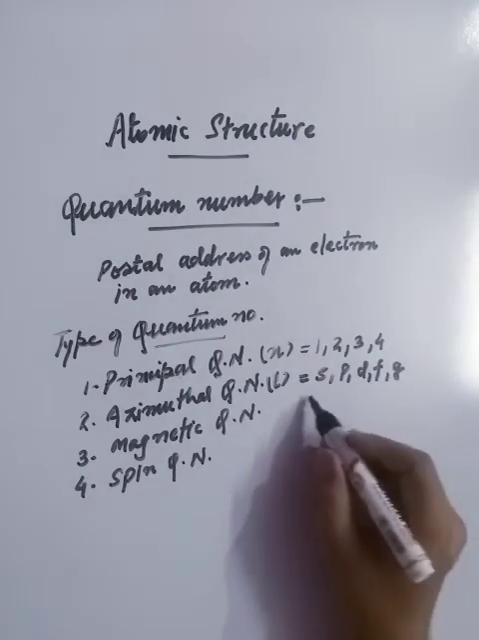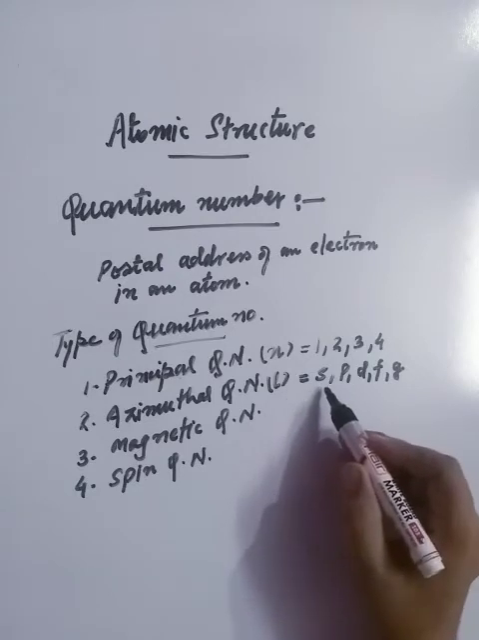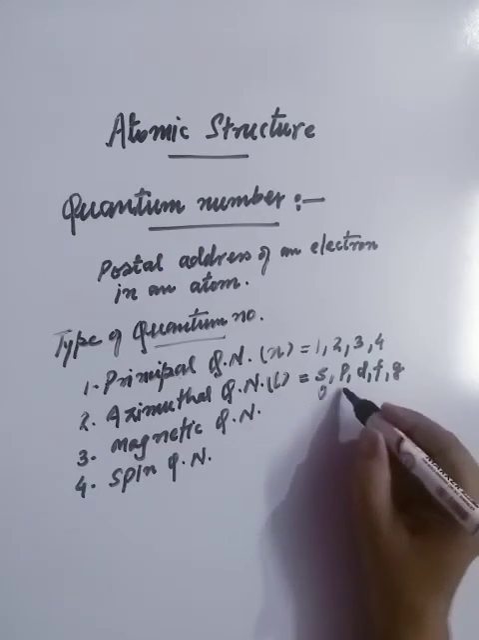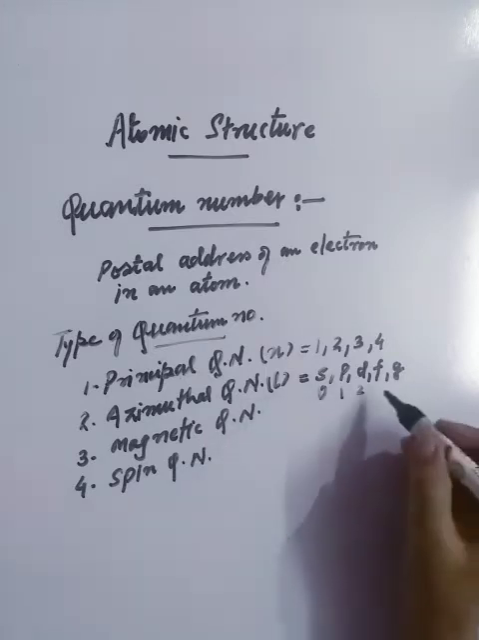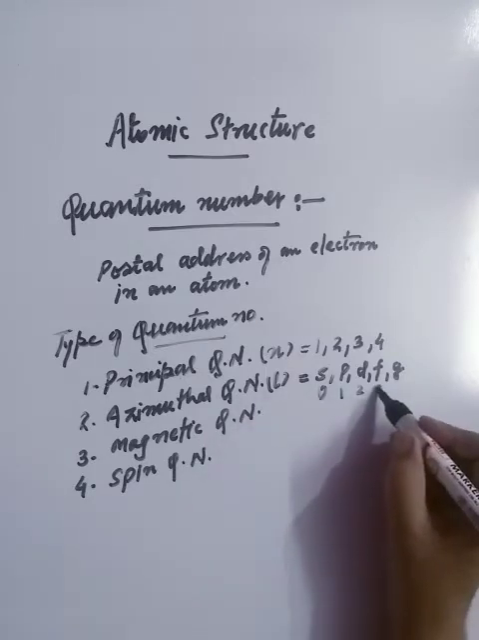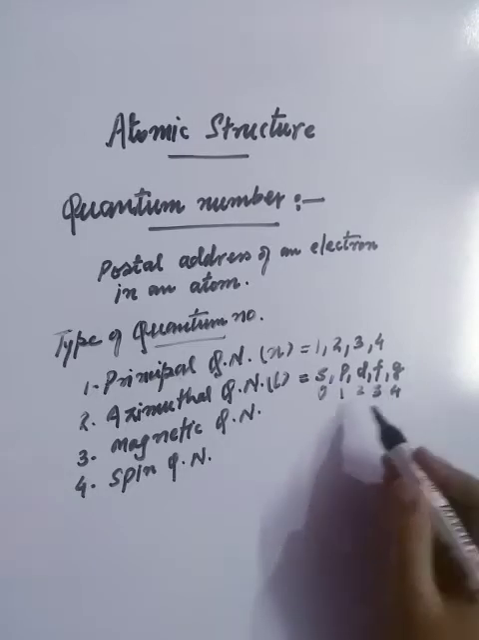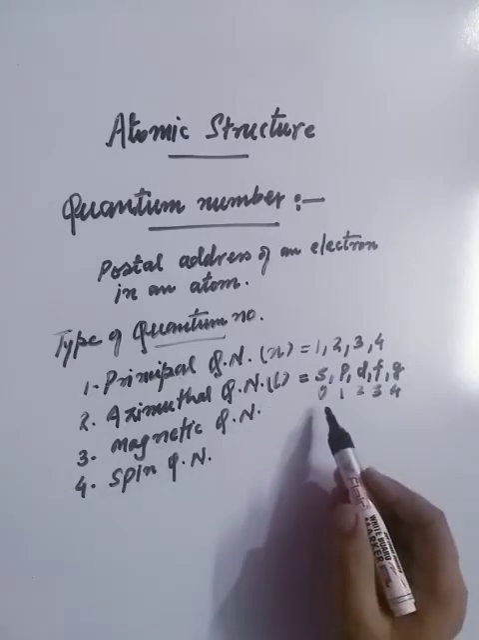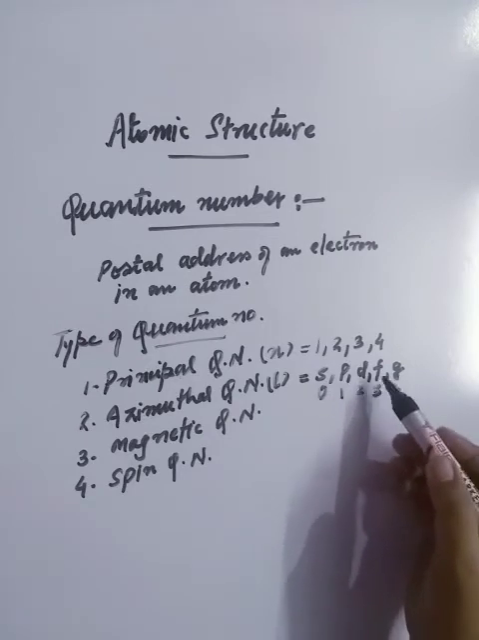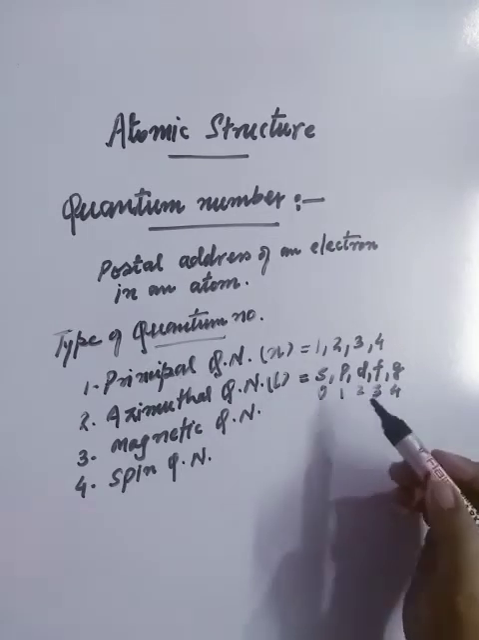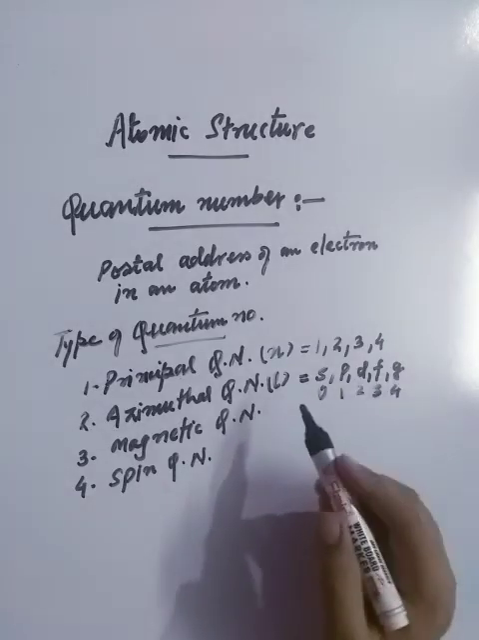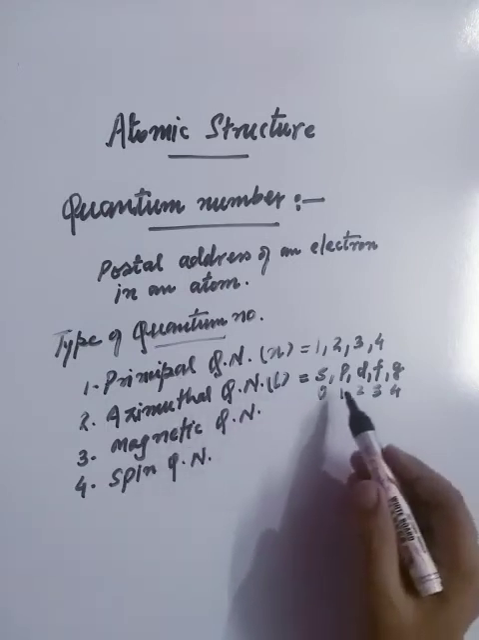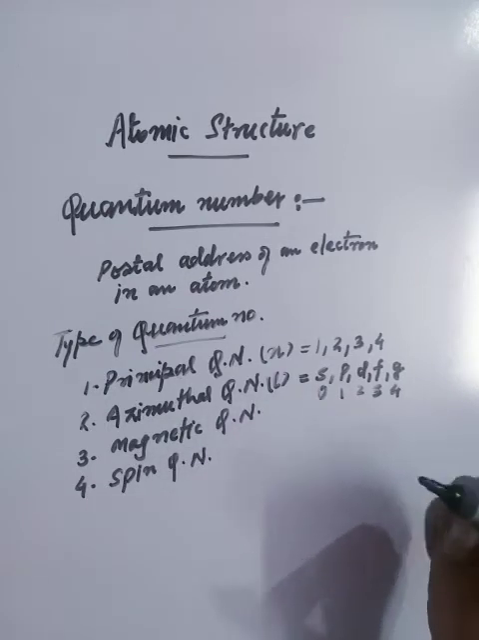Now, if the value of l is 0, then it is an s subshell. If the value of l is 1, then p subshell. If the value of l, the azimuthal quantum number, is 2, it means d subshell. After 2, what will come? 3. After 3, it will be 4. So these are the values of the azimuthal quantum number that represent the subshells. If l is 0, s; 1 is p; 2, d; 3, f; 4, g. So the value of l, the azimuthal quantum number, will tell you in which subshell the electron exists.